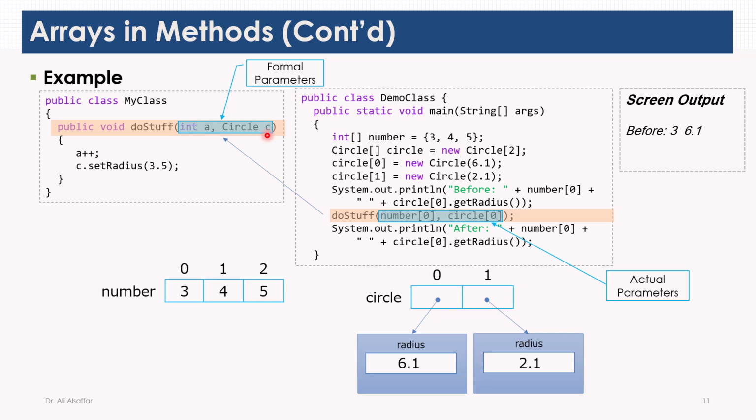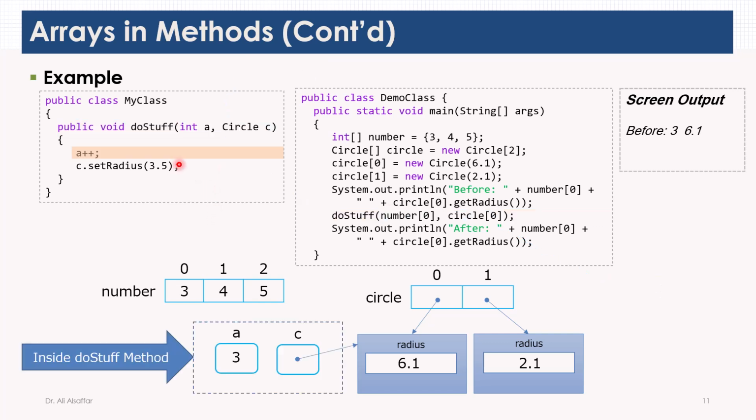That means when we enter the method, the value of C will point to the same object as circle 0. So there will be two references pointing to the same object. In other words, the data inside the object can be changed from two references. The first reference is the original index variable circle 0. The second reference will be the parameter C. Let us see what happens when we go inside the method.